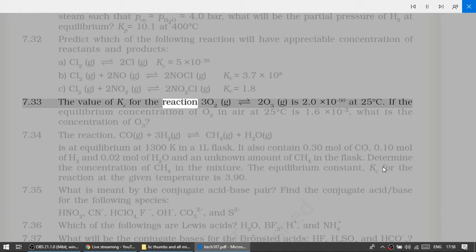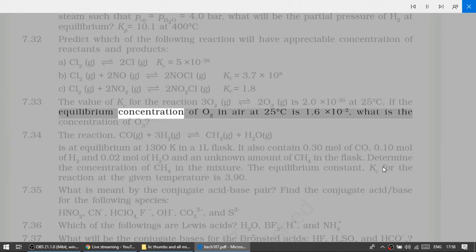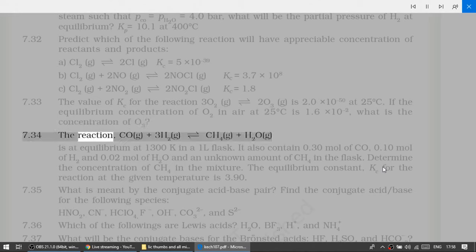7.33. The value of Kc for the reaction 3O2(g) ⇌ 2O3(g) is 2.0 × 10^-50 at 25 degrees Celsius. If the equilibrium concentration of O2 in air at 25 degrees Celsius is 1.6 × 10^-2, what is the concentration of O3?